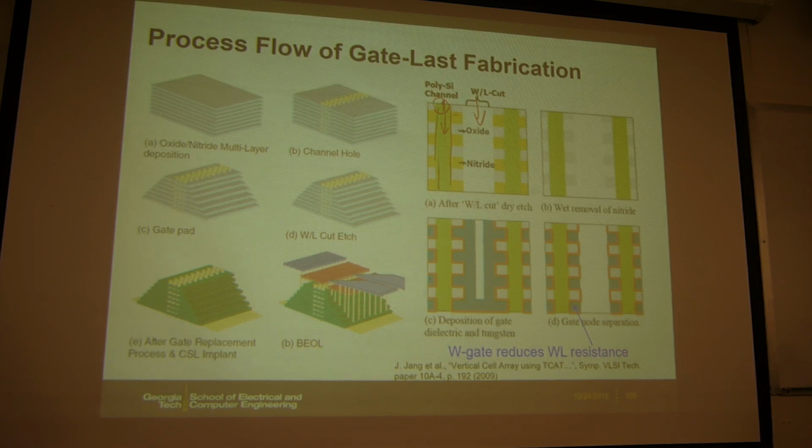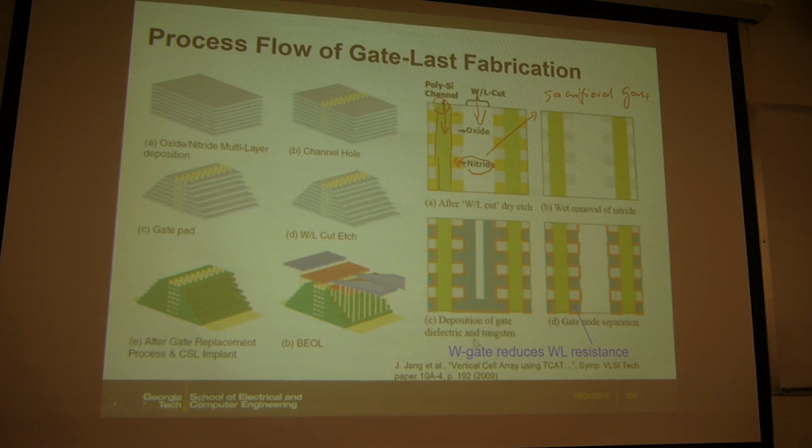So after that, we need to remove the nitride. This nitride area is like a sacrificial gate. We need to remove it by wet etch. So this is like a dummy gate or sacrificial gate, so you don't need it eventually. You need to remove it, and then now you deposit your real gate stack.